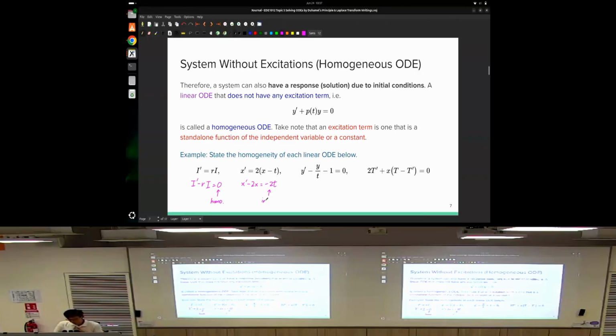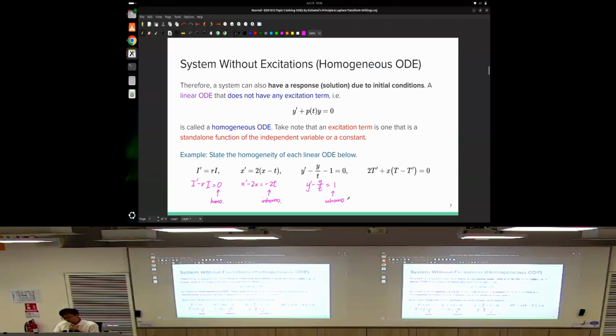Non-homogeneous, or inhomogeneous. So this one has an excitation term. Okay, then what about this one? y prime minus y over t equals 1. So it is inhomogeneous also. Even with a constant, it is inhomogeneous.